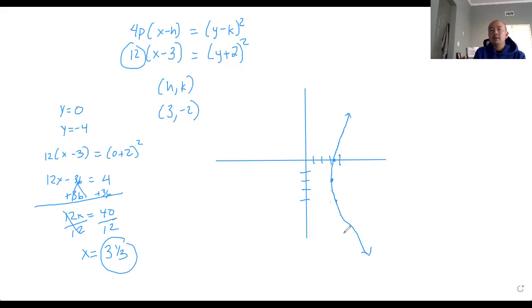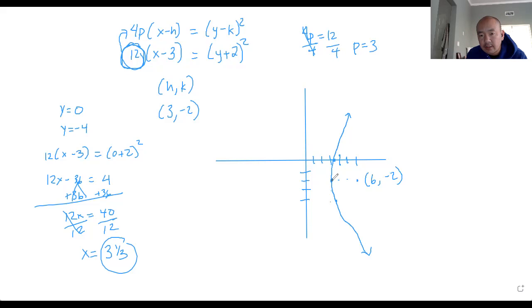Okay. The next thing we're going to try to find is the focus. And the focus is based on this number, and we have to find what the p is. So this 12 is associated with this 4p. So you make 4p equal to 12, and you divide by 4, and so p is equal to 3. So what does that tell us? It tells us the distance from the vertex to the focus. So you go to the right 3. So this starts at 3, 4, 5, 6. So the focus is at 6 and -2.